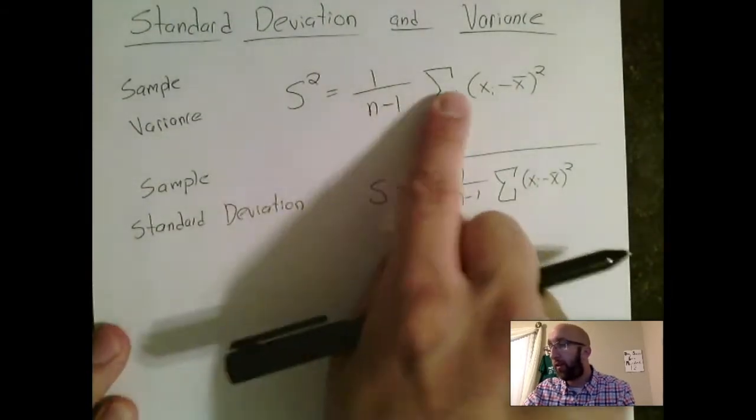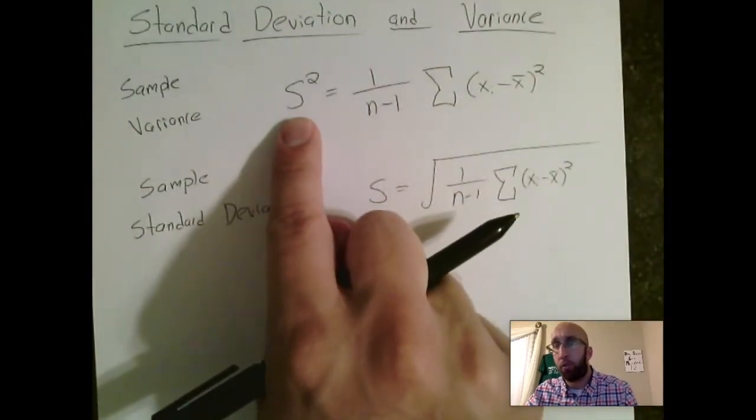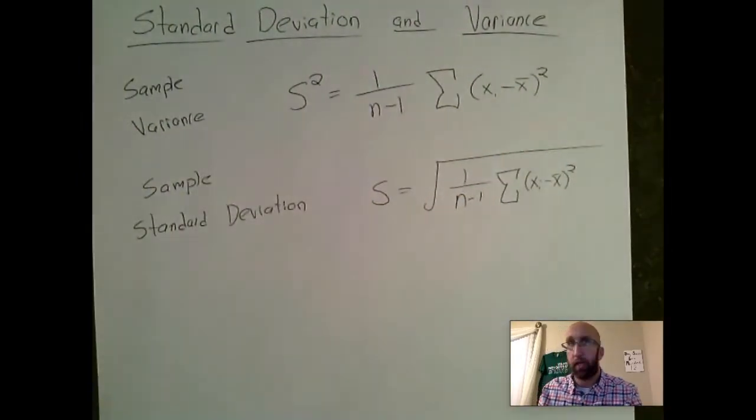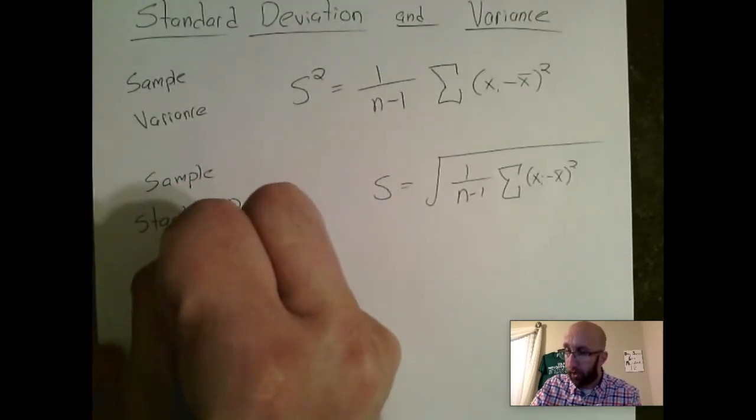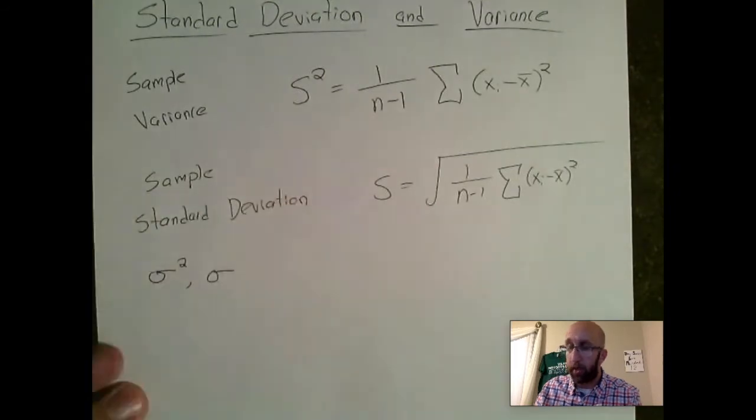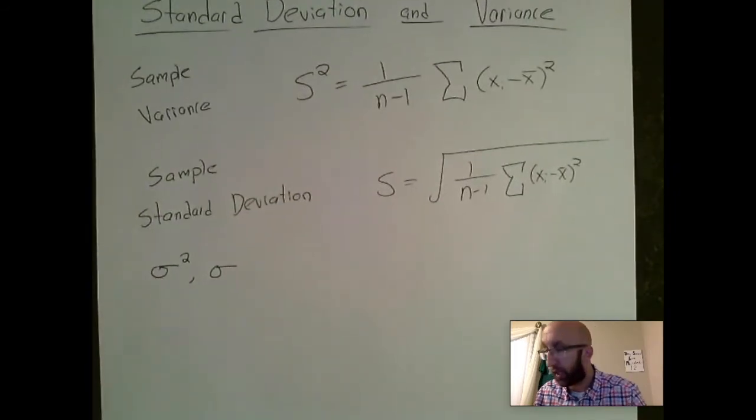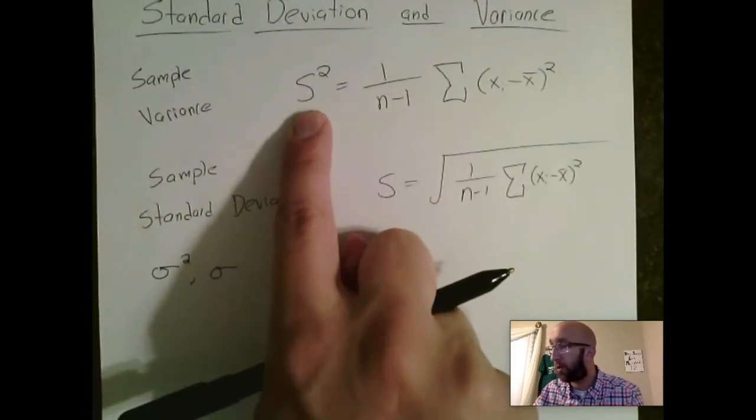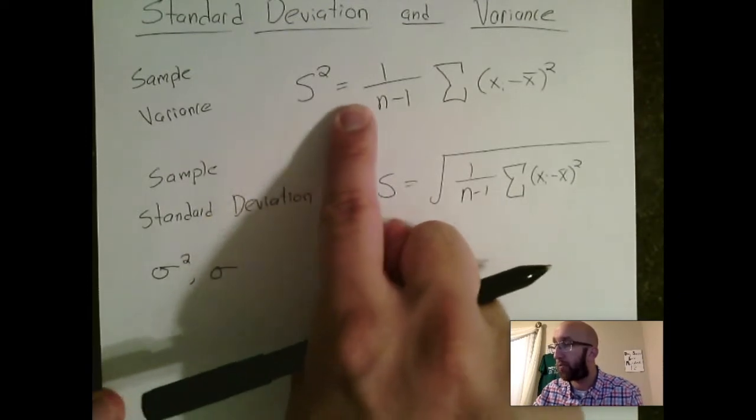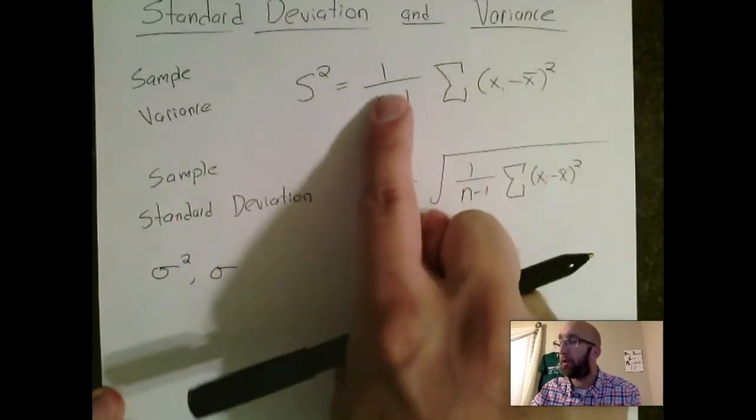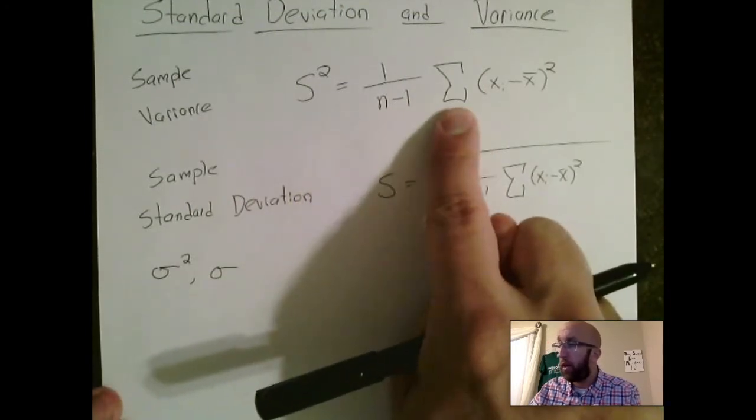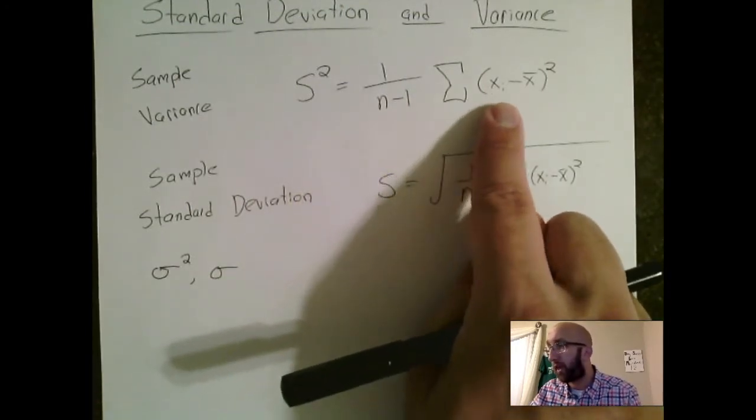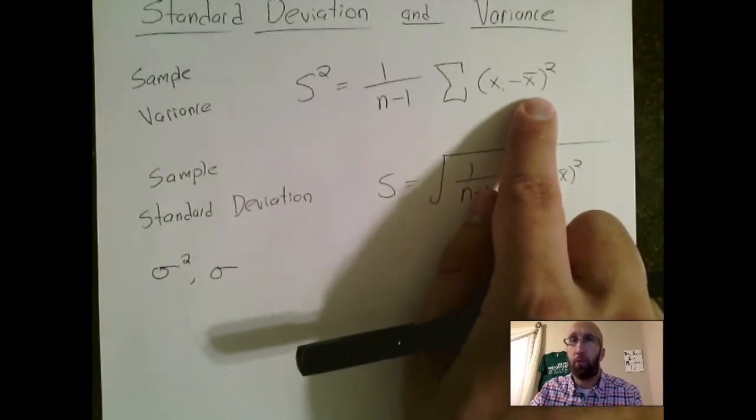So sample variance is represented by s squared. Just for the sake of argument, a population variance is sigma squared, and a population standard deviation is just sigma. But we're dealing with samples. So the sample variance, s squared, is represented by this formula, which is 1 divided by n minus 1, where n is just the number of data points that you have, and then the summation of (xi minus x bar) squared.